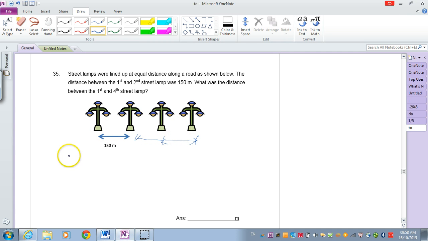So what should be our working? It should be 150 multiplied by 3. Okay, so what do we have when you use 150 multiplied by 3? So 0 times 3, that gives me 0.